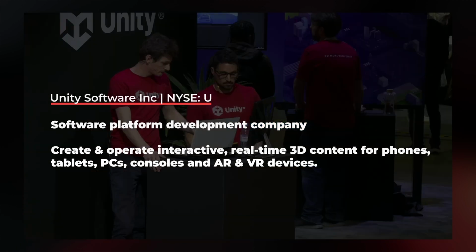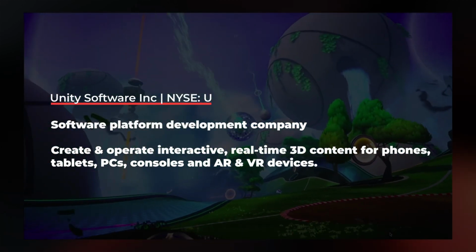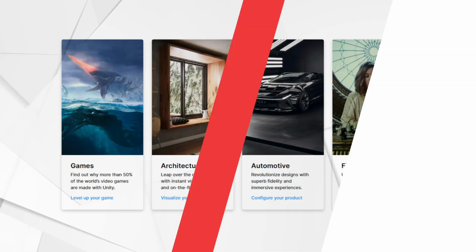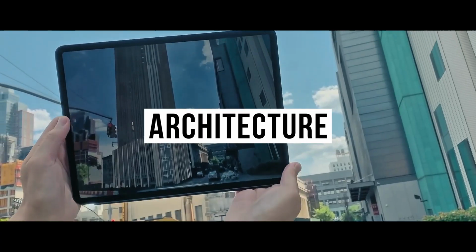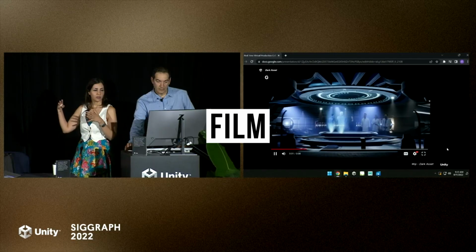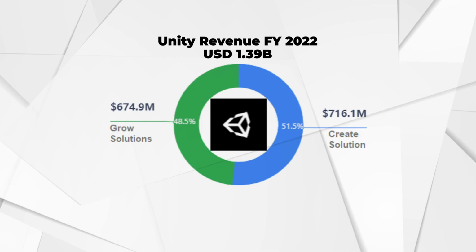Unity Technologies. So what is this company? It's also another software platform development company where they create interactive real-time 3D content. So these are the industries that will be using 3D content, like in games, architecture, automotive and also film. So these are the revenue sources that they generate from.